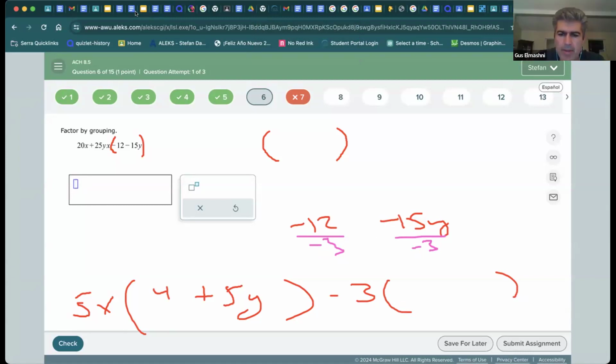So what's negative 12 divided by negative 3? Negative 12 divided by negative 3 is positive 4. Good. And the next one? Positive 5. Good.